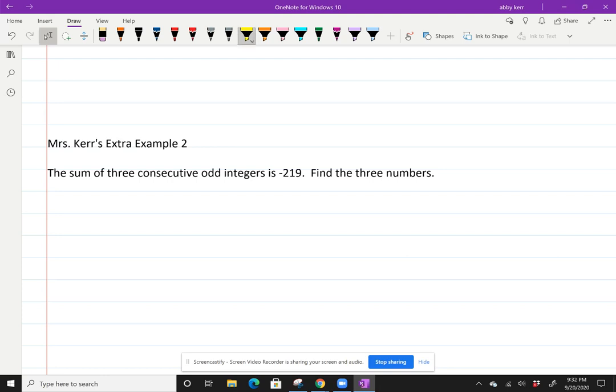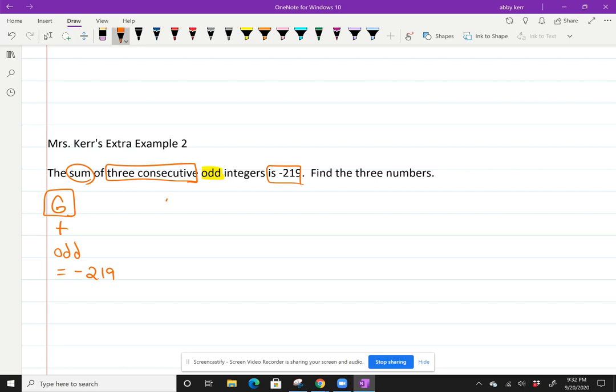This type of example is when it says odd or even. So you got to make sure odd and even are the same way, and then consecutive is its own way. So I'm going to start off with the guess method. So once again, we have the word sum. Once again, we're dealing with 3 numbers. I'm going to write the word odd, because that's going to matter. And then is negative 219. Now that negative sign really doesn't mean anything, so don't worry about that too much.